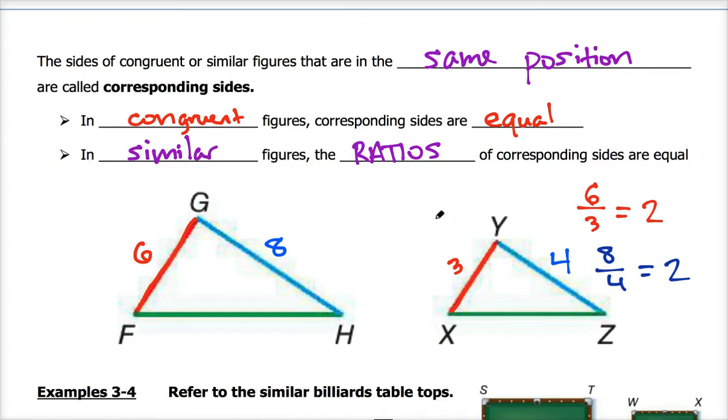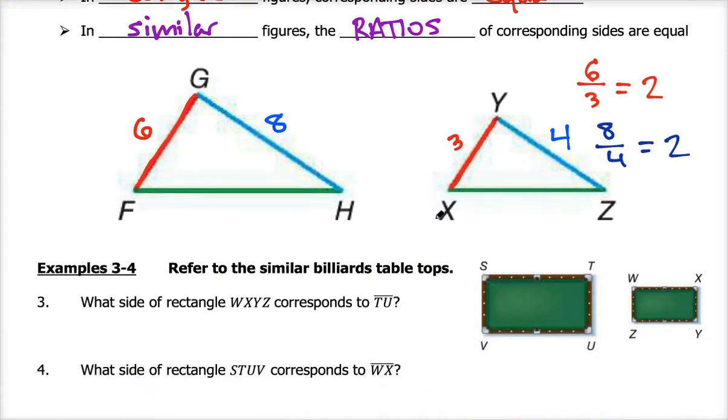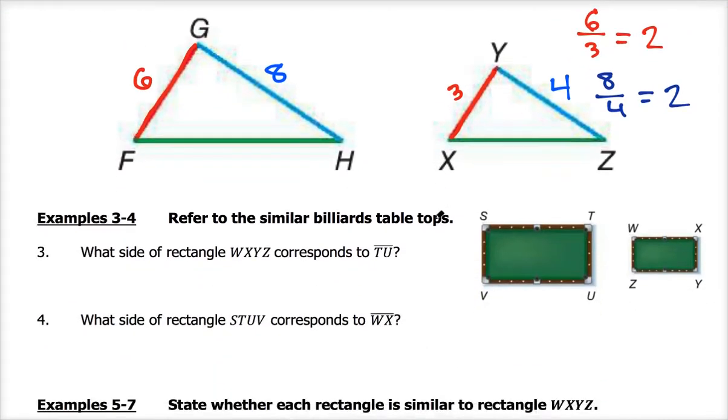So we're going to jump down here to examples 3 and 4 and look at these similar billiard tabletops or pool tabletops. We have two rectangles here, rectangle STUV and rectangle WXYZ.